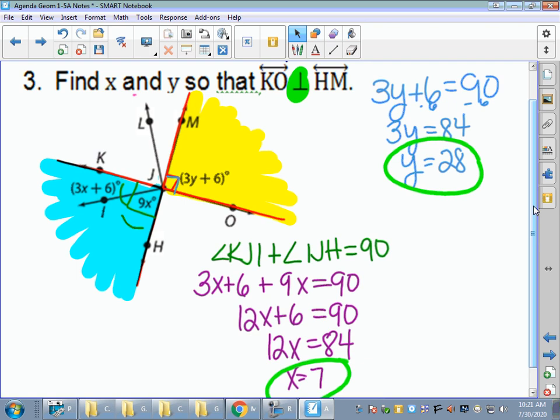I need to see the same work out of you. Don't just jump ahead and put X equals 7 with nothing. I don't know where that came from. Your work tells me the story of what you did and how you figured that out. I need to see that.